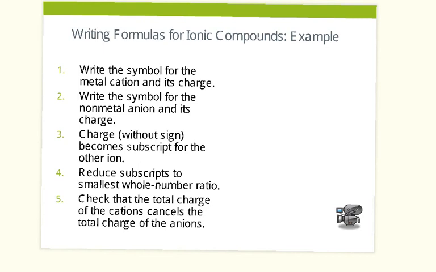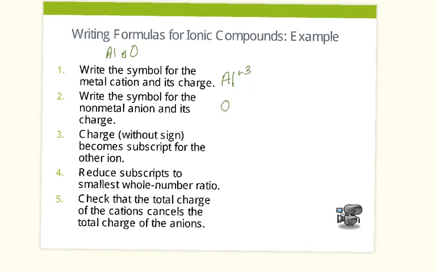So if we wanted to do aluminum and oxygen, the first thing that we want to do is write the symbol for the metal cation and its charge. So aluminum will always have a positive 3 charge. Remember, we learned that we can predict the charge of some elements on the periodic table based on their position, and aluminum is one of those. It will always have a positive 3 charge because it's in group 3A.